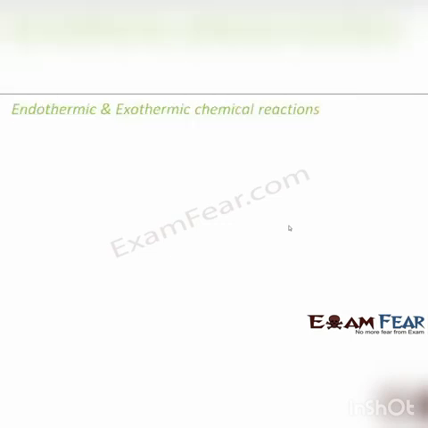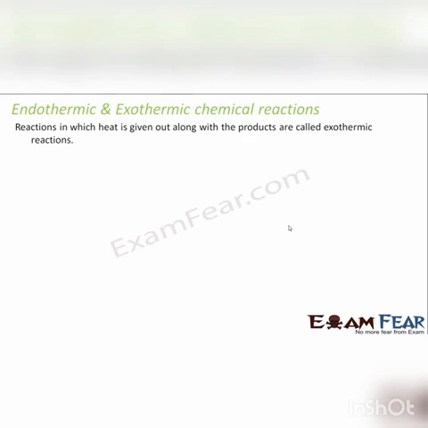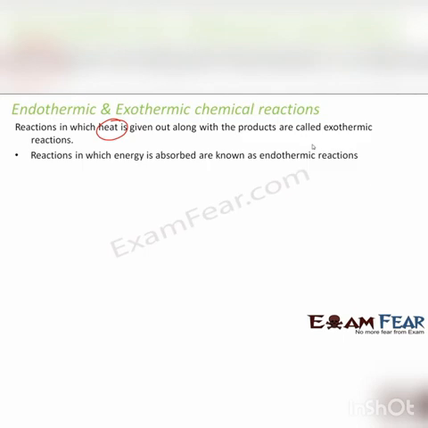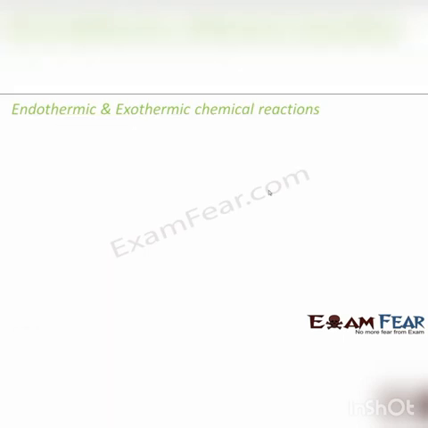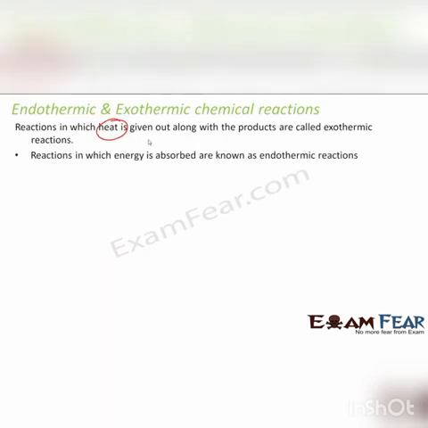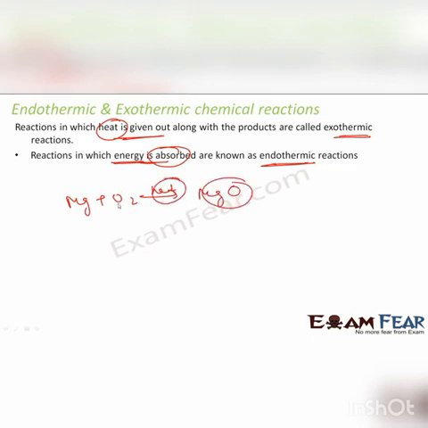Now we'll talk about exothermic and endothermic reactions. It all depends on the heat. If it gives out heat, it's exothermic. If it takes in heat, it's an endothermic reaction, right? So if heat is given out, it is exothermic, and if heat is absorbed, it is endothermic. For example, we have magnesium and oxygen, you heat it, and you get magnesium oxide. In this case, heat was required, so it is an endothermic reaction.